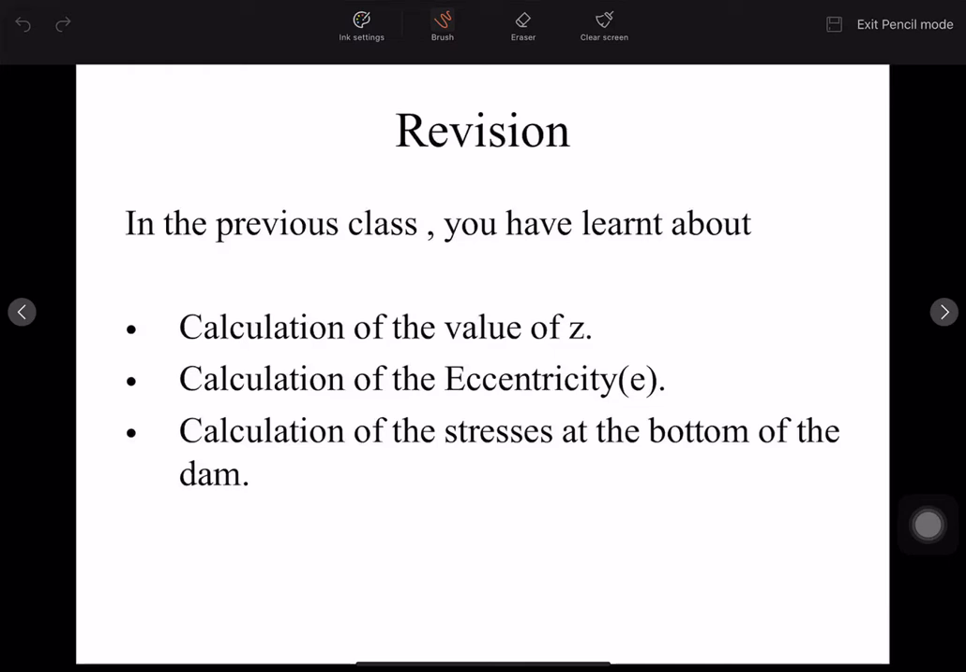In the previous class, you have learnt about the calculation of the value of z. This is the distance from the vertical face of the dam to the point where the resultant of force cuts the bottom of the dam, right? So this is z. We have formed an equation for z, and also we have seen what is meant by eccentricity and the equation for eccentricity.